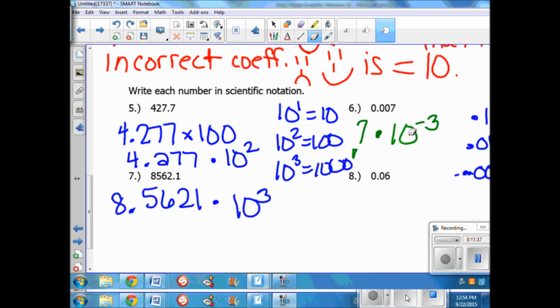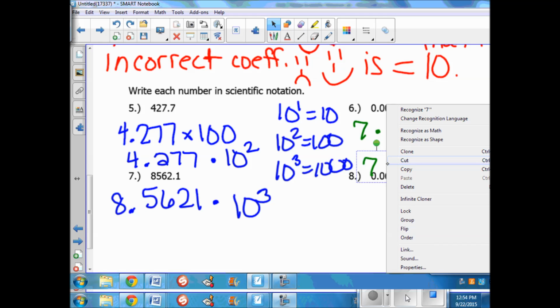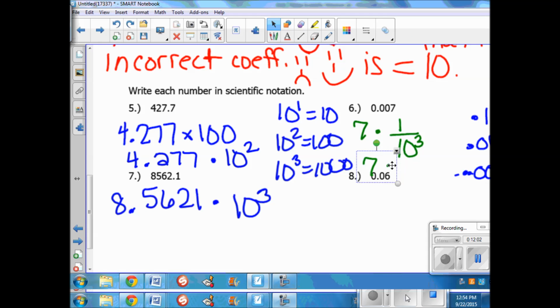Okay, or let me back that up. So I could say, here's our coefficient, 7 times, okay, 1 over 10 to the third power, okay? And so because we said that was 7 thousandths, now let's take it one more step. 7 times, oops, a little technical difficulties, 10 to the -3, okay?